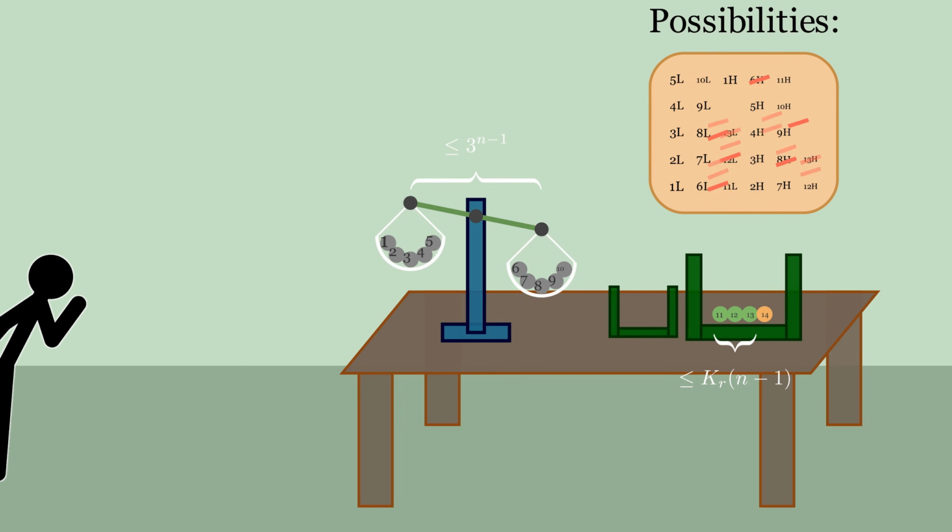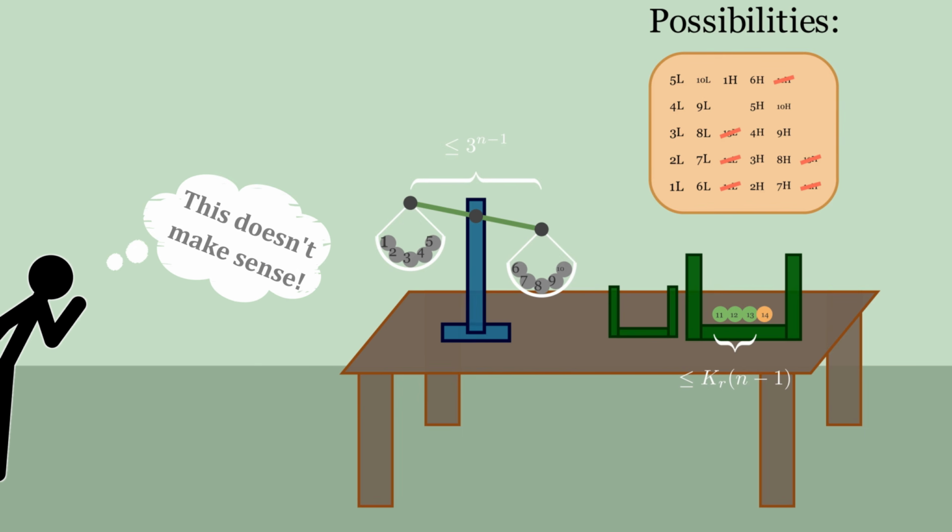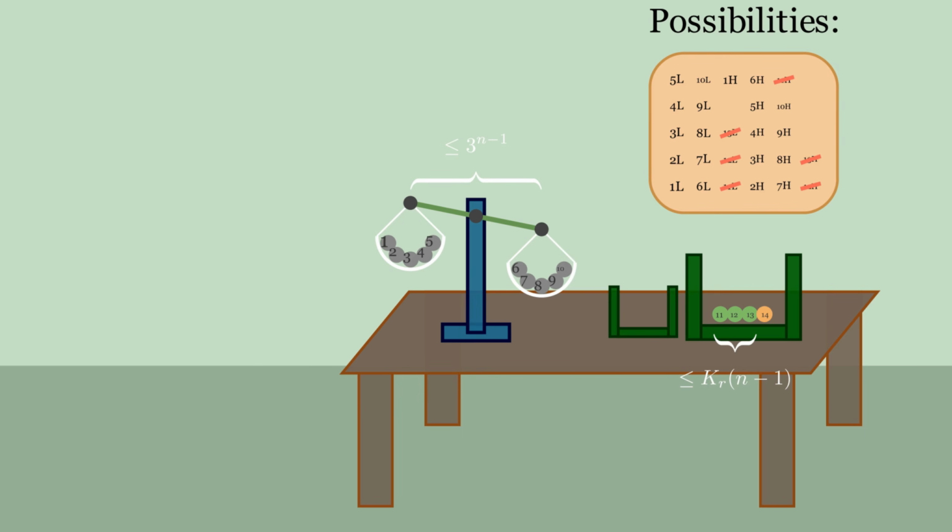But wait, you might ask. 3 to the n-1 is always odd, so how could we split this many coins to two equal sets? Well, just use the reference coin. Put one extra coin on one side and balance it with the reference coin on the other side. Adding up all these groups of coins, we get this recurrence relation, which we know how to solve.